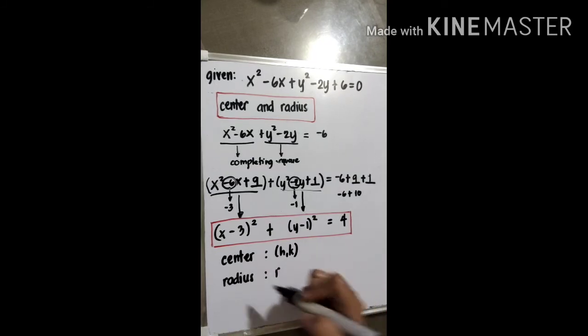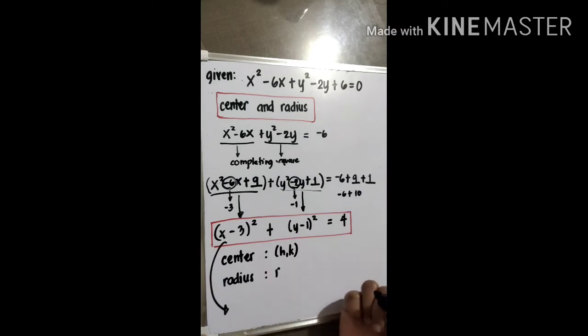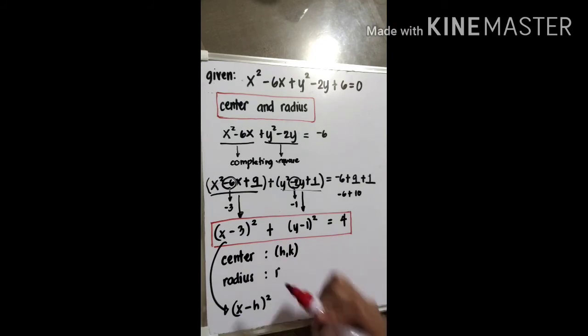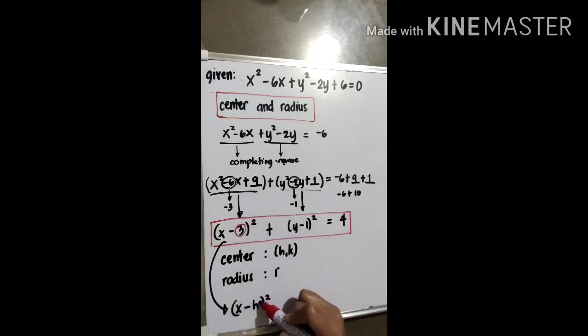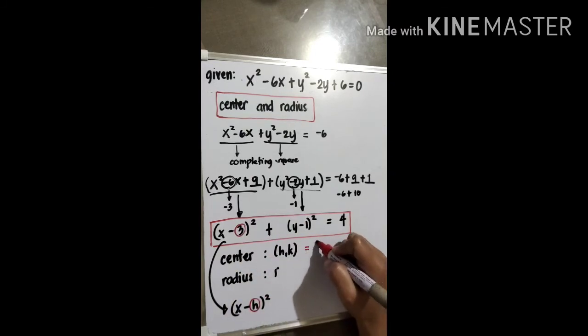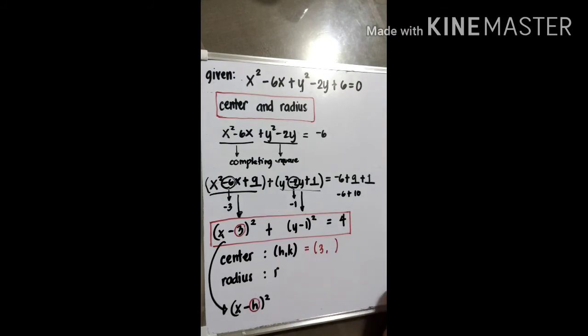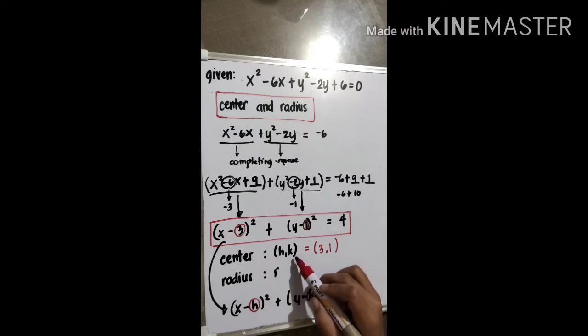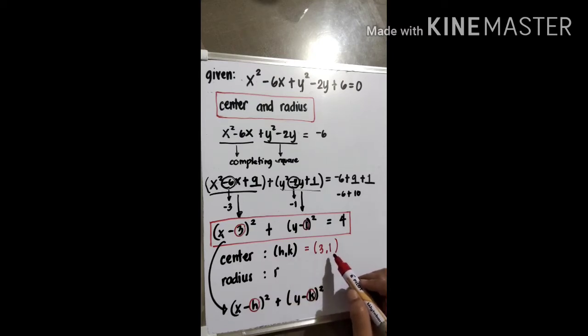So we have here x minus 3 quantity squared, which is actually equal to x minus h quantity squared. From that, we can identify that 3 here is actually our h. So therefore, we have here 3. Now let's identify the k. We have here plus y minus k quantity squared. So actually, our k here is 1. So we have here the center of our circle (h, k) is equal to (3, 1).